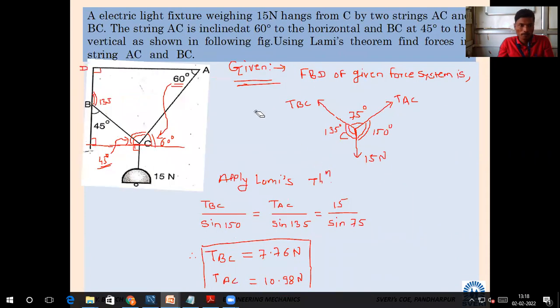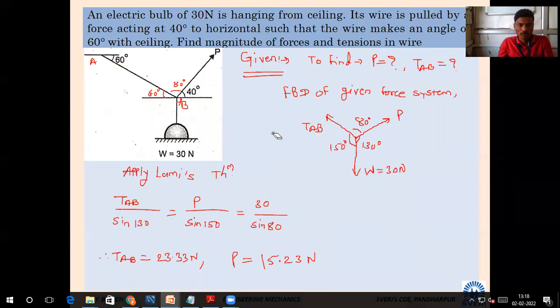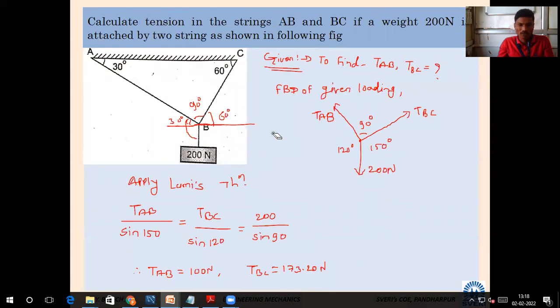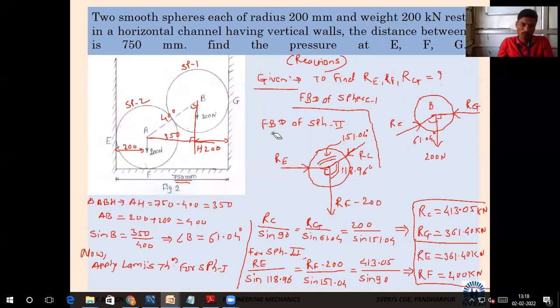I will just take a recap of the type of problems we have solved. It is with you as well. Simple problems. What is the target? Our target is to get the angle. And you have to check whether there are three forces. If there are three forces, definitely we can apply Lami's theorem and proceed. Such problems also we have solved.